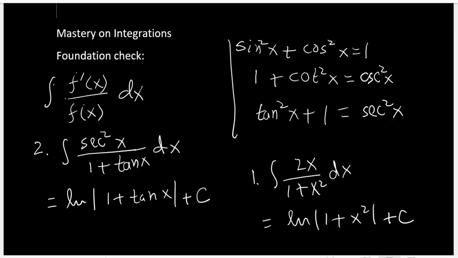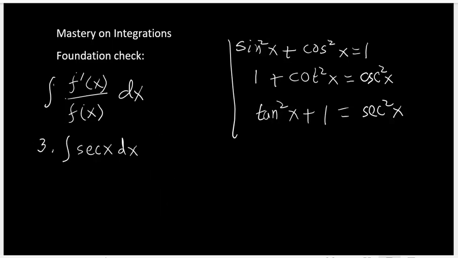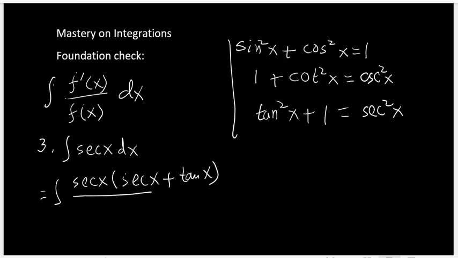I'll take another powerful example. Let's take integral secant x. Okay, so the secant x integral is not known. We'll do a small trick here. Secant x we have, then we multiply numerator and denominator by secant x plus tangent x. So I put that one here also. Secant x plus tangent x dx.